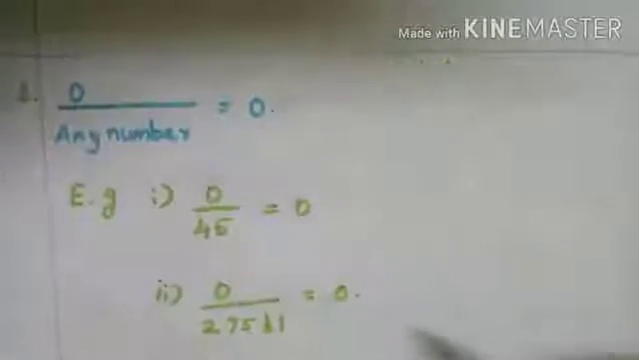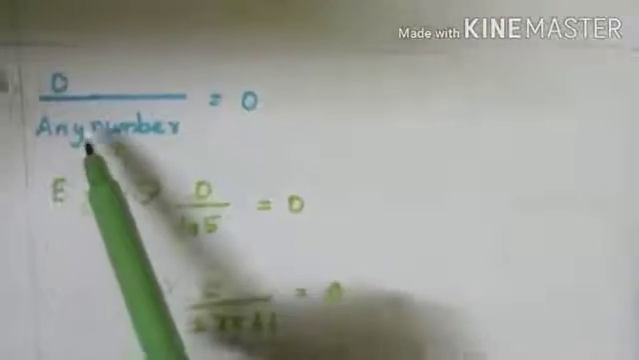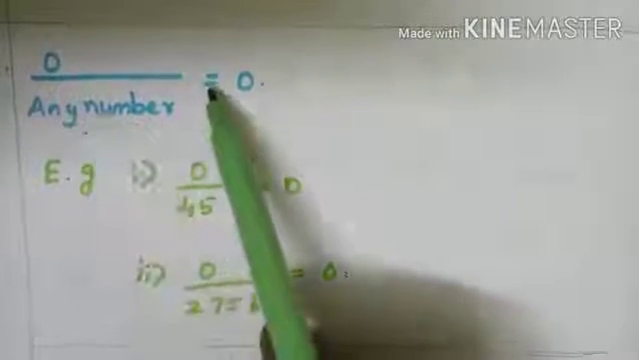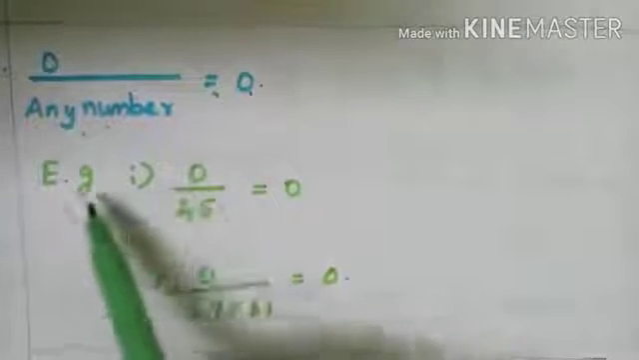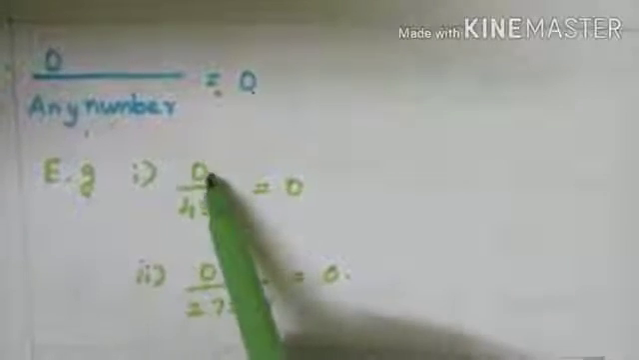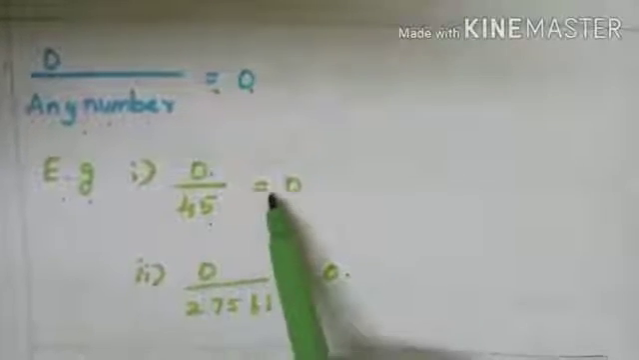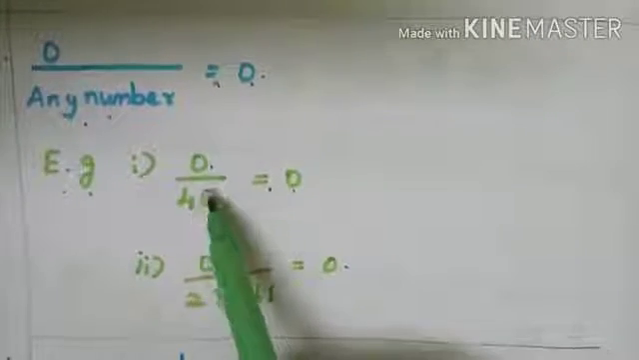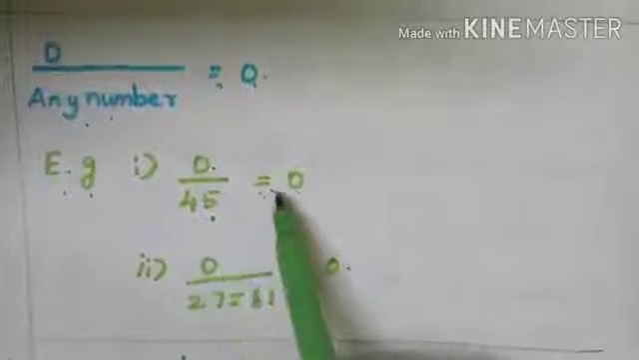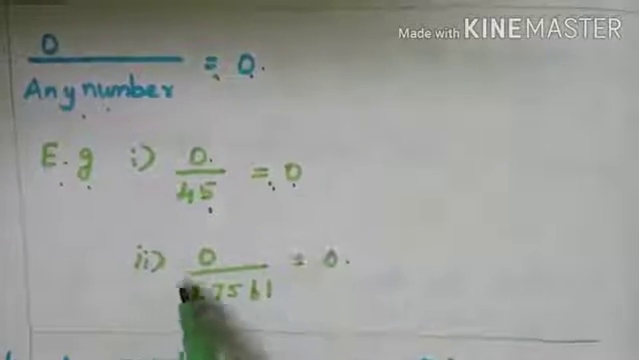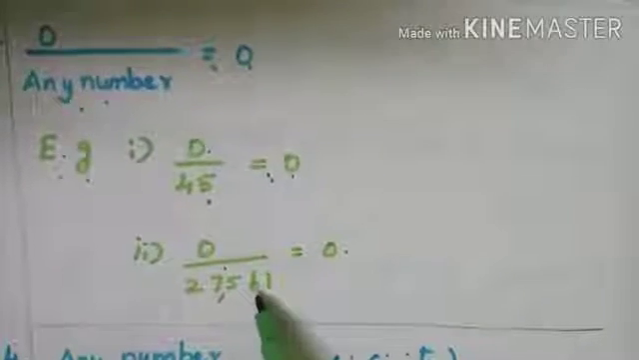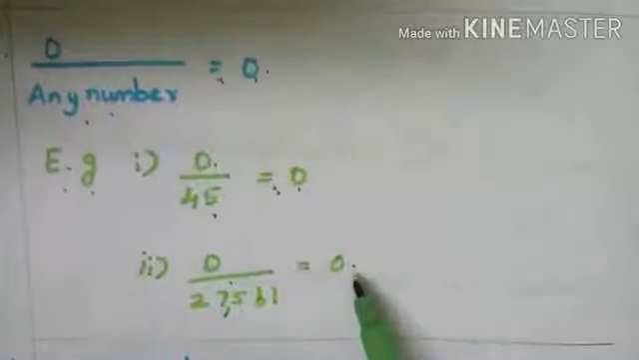The third property is 0 divided by any number equals 0. See, I am giving an example. 0 divided by any number equals what? 0. When 0 is divided by any number, what will we be getting? 0. Next, 0 divided by 27,561 equals 0.